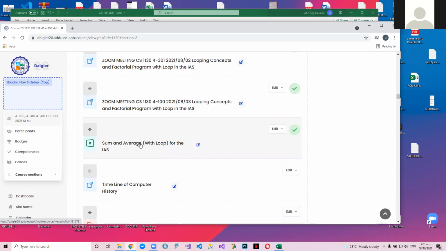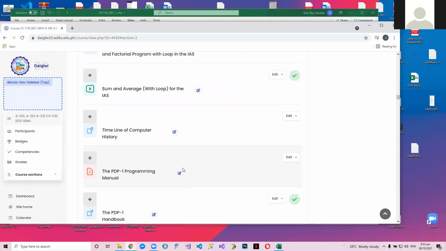Okay. Your problem was to compute the sum and average of three numbers, and you also have computations from centigrade to Fahrenheit, and that's all. So what I'd like you to do is to do looping with the IAS.